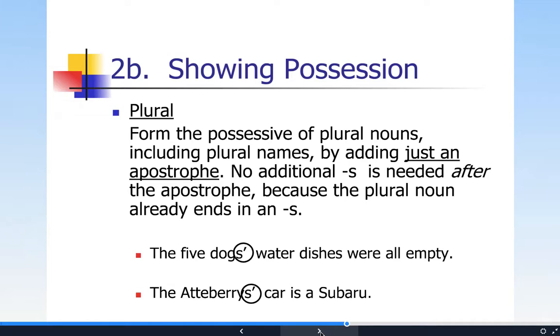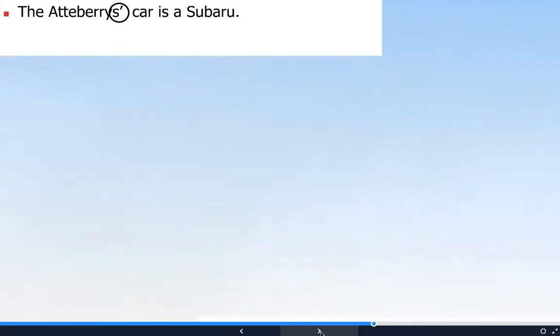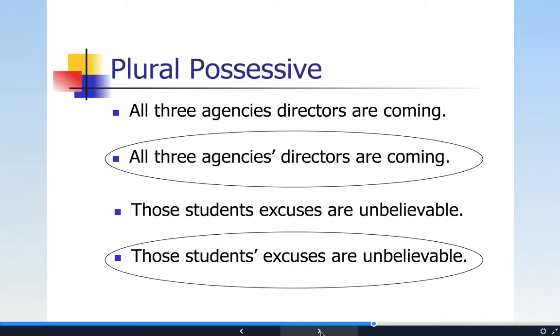Plural. Form the possessive of a plural noun, including plural names, by adding just the apostrophe. We just spoke of this. This is a repeated slide. Don't you love it when Miss G has errors? Okay, this is not a repeated slide.